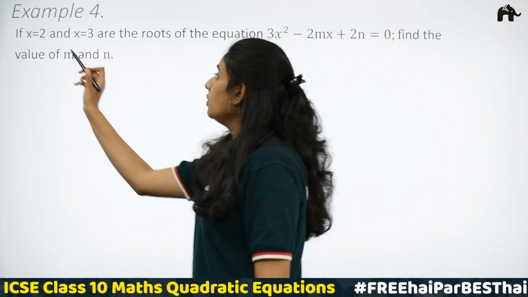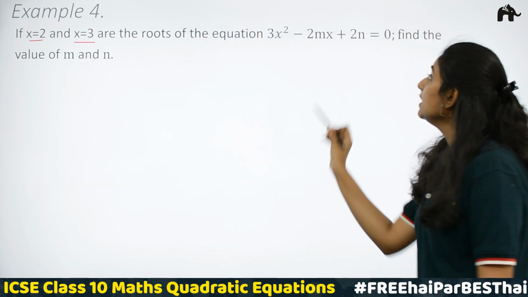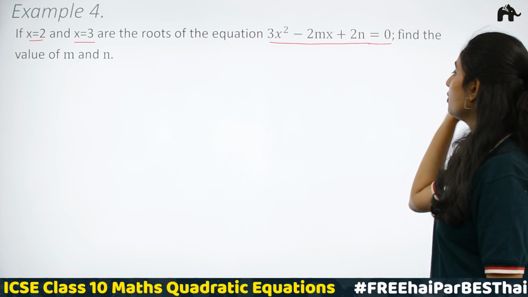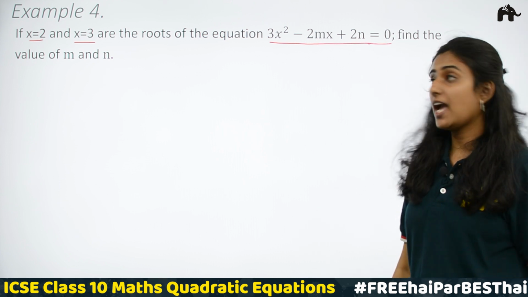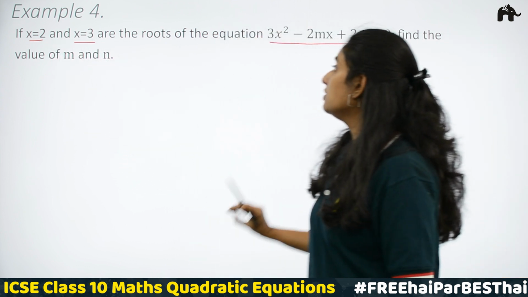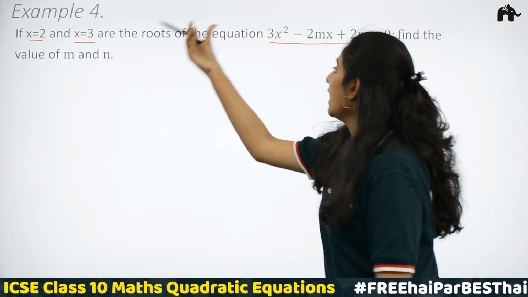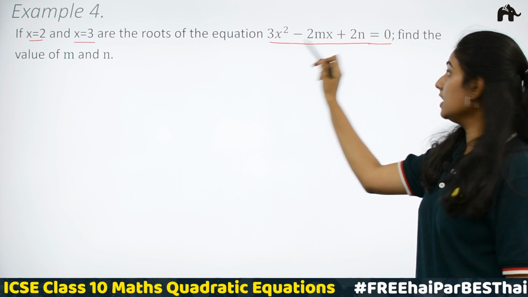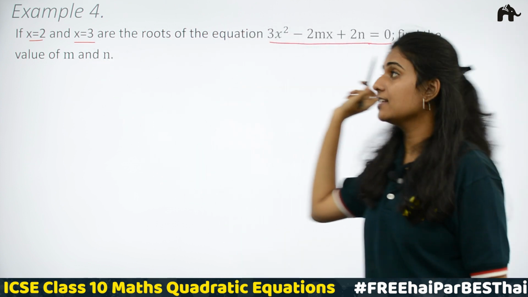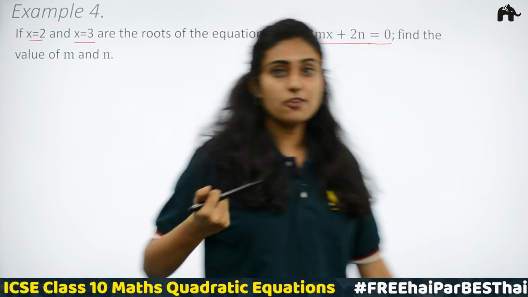If x equals 2 and x equals 3 are the roots of the equation 3x squared minus 2mx plus 2n equals 0, find the value of m and n. Here, x equals 2 and x equals 3 are the roots of the equation. When you substitute x equals 2 in this equation, we will be getting 0. Also, when you substitute x equals 3, we will be getting 0. From this, we can find the values of m and n.